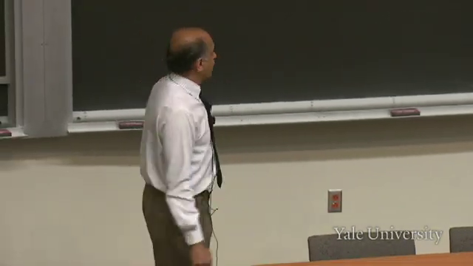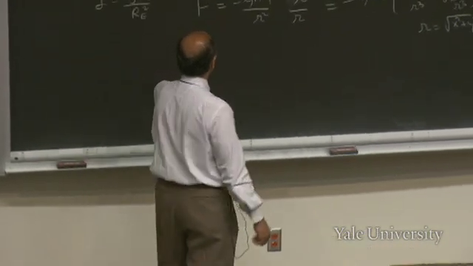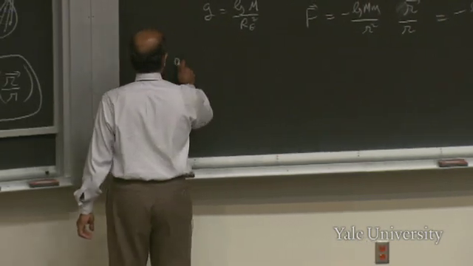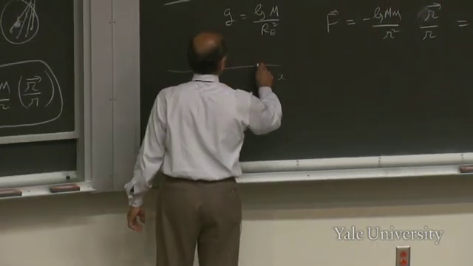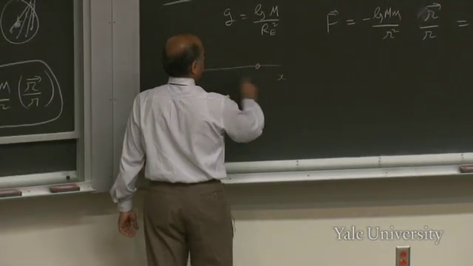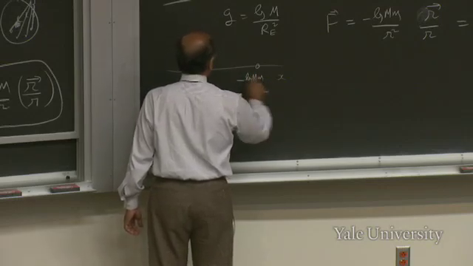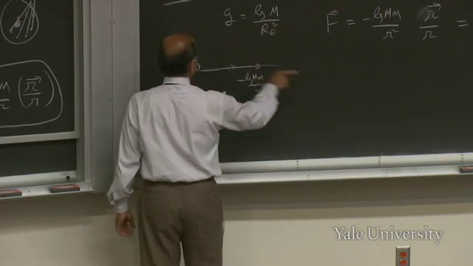So all you have to do is guess what potential could have led to this force. Let's put the sun here. Let me move along the x-axis. The force along the x-axis looks like minus G M m over x squared, because x is just r if you're moving in this direction.